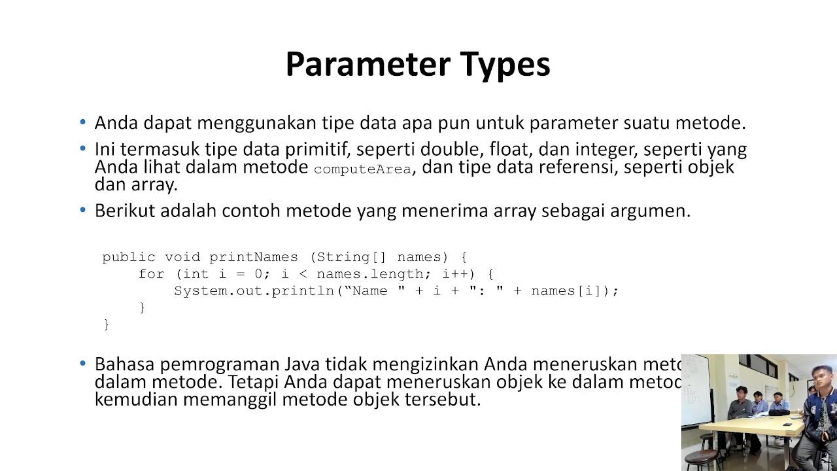Public void printName, String name using a single-dimension array. But you can use two dimensions or three dimensions based on your problem. Okay, then we use the example using a for loop: integer i equal to 0, i less than name.length, i plus plus. name.length. Names is the array.